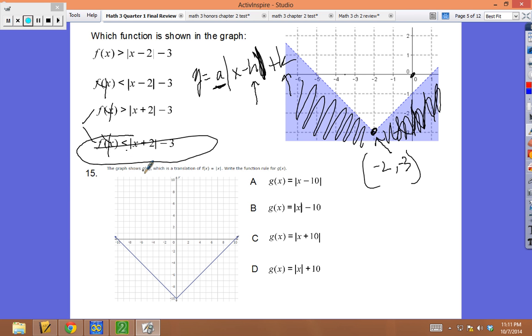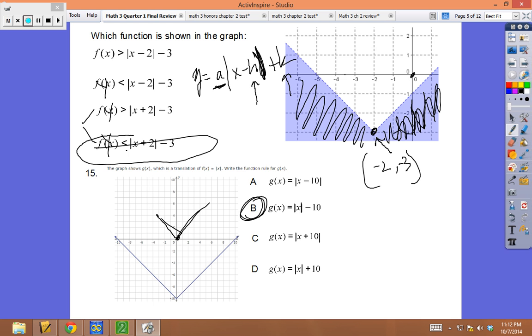The graph shows g of x, which is a translation of f of x. F of x is just the absolute value of x, which is just right here, steepness of 1. But now it shifted, so we just copied and pasted it 10 units down. So 10 units down has got to be b. They didn't do anything inside the bars. They just went negative 10 at the very end. So that copies and pastes it 10 units down.